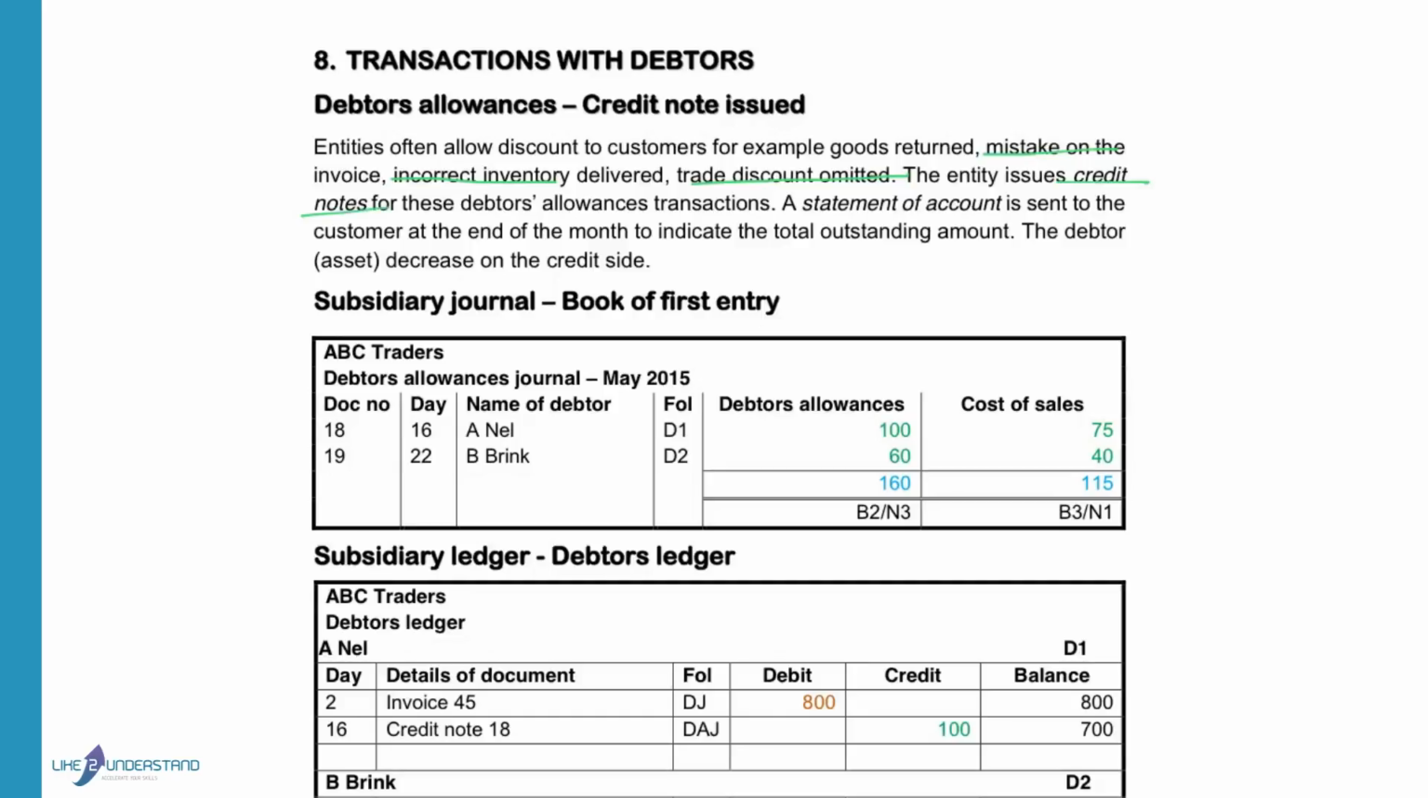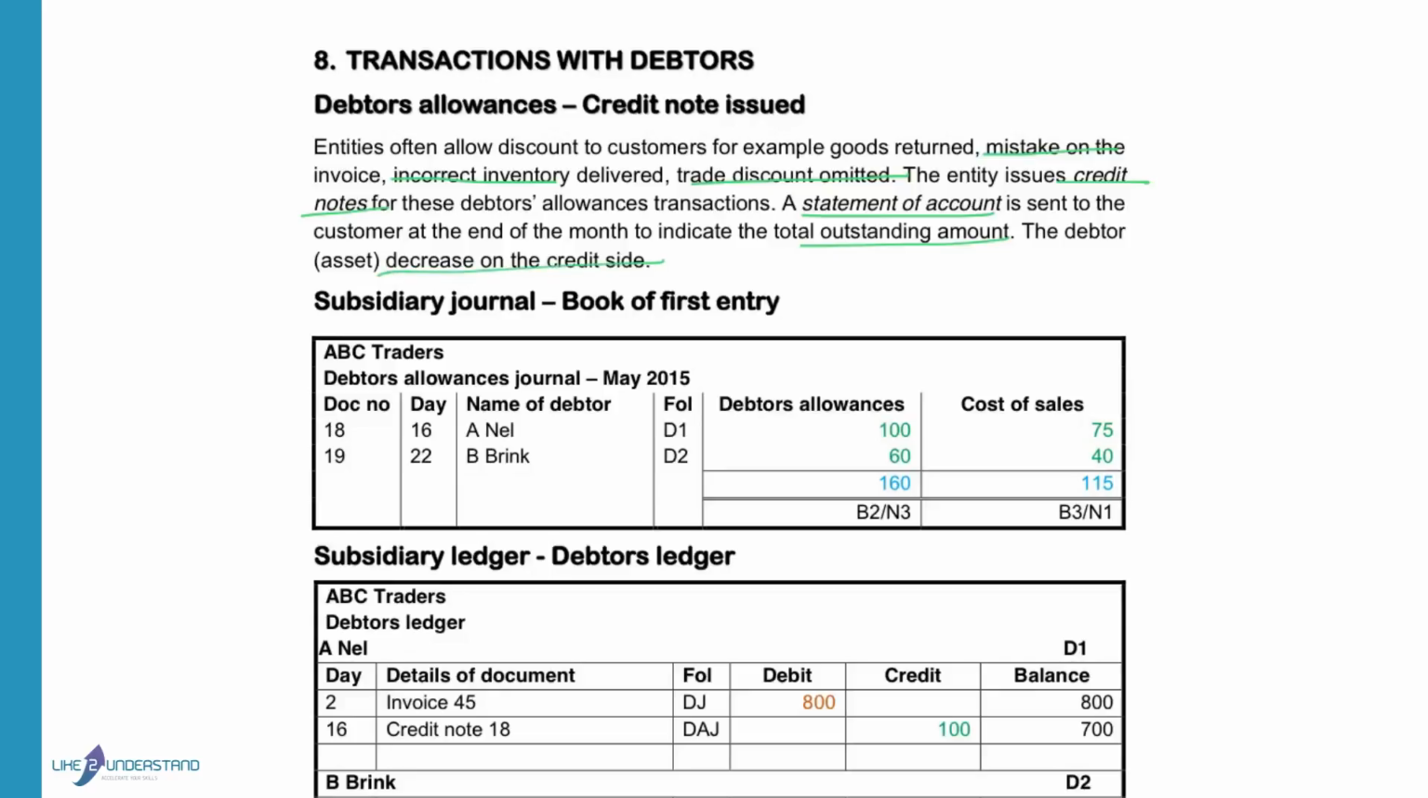At the end of the month, a statement of account is sent to the customers where all the entries of the sales and returns and payments are recorded so that they can see what the outstanding amount is at the end of the month so that they can pay their account. If they return goods, the debtors owe less money, so they will decrease on the credit side.